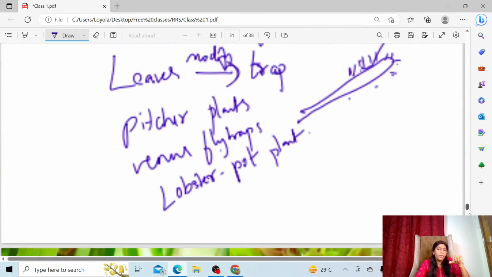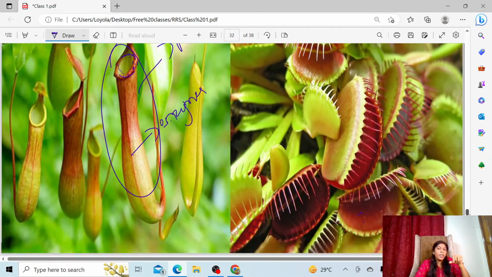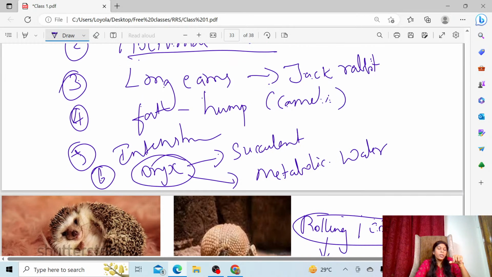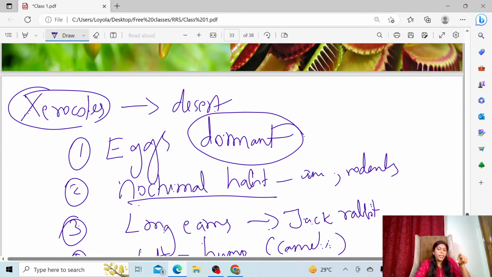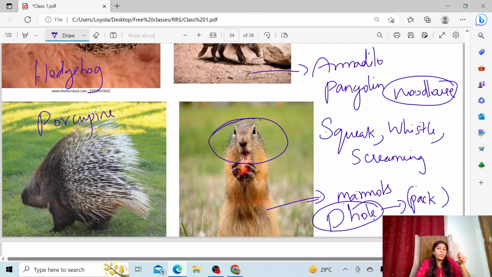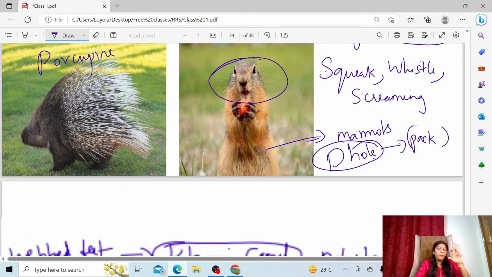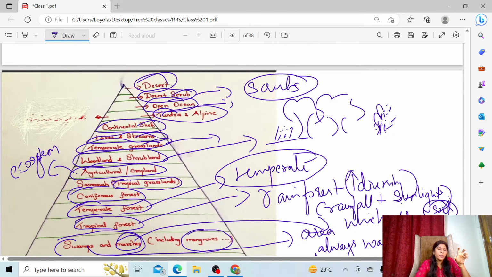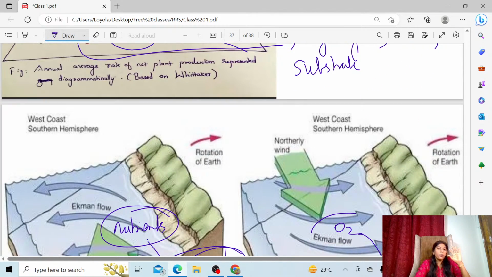How xerophytes have a lot of adaptation mechanisms. And then we came to carnivorous plants. And then we talked about the desert animals, what kind of adaptations they are showing, like rolling and coiling, these types of small adaptations in the body parts of animals we discussed. Then the last one we discussed was productivity, in that marine upwelling and marine downwelling zones also we have seen.